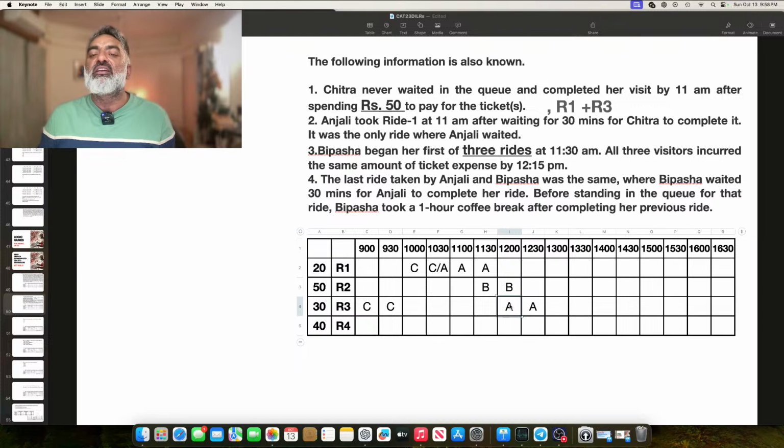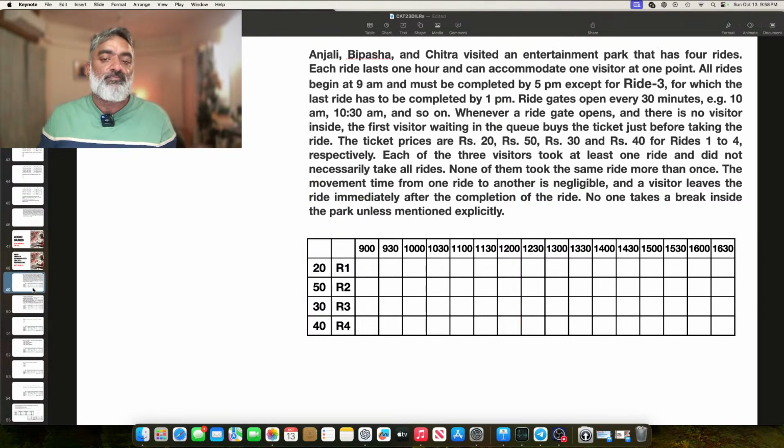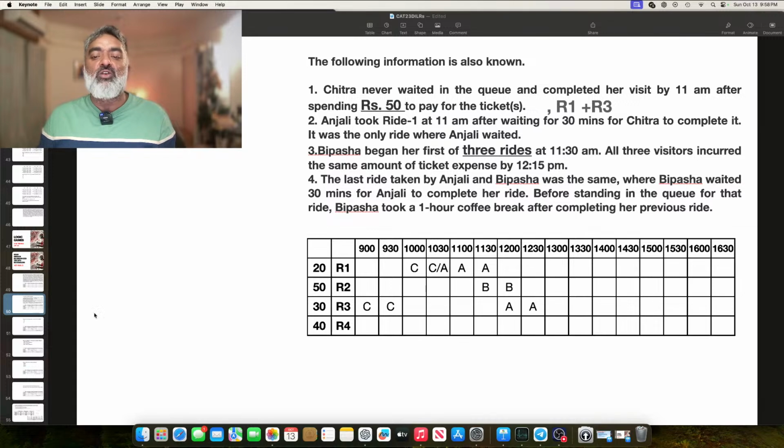Can it be R3? Now pay attention, go back to the previous rule, and it said ride 3 has to get over by 1 o'clock. Ride 3 has to be completed by 1 p.m. So if I go to my data now, ride 3 will be shut by 1 o'clock. No more riding after 1. So even if she came immediately, there is no way, right? There is no way that she can, because A will be in ride 3, will start at 12 and will get out at 1, right? And that means the ride 3 option is out.